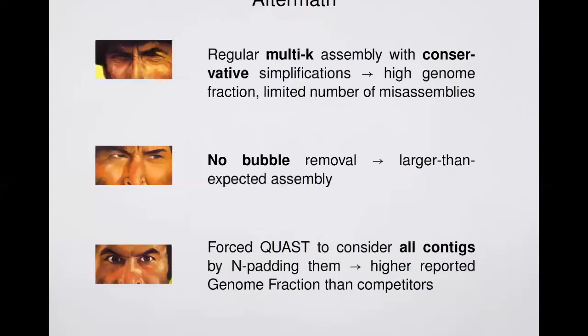And finally, the ugly is that we forced QUAST, which is the evaluation method, to consider all contigs, not just the ones larger than 500 base pairs by default. And we did this by just adding Ns to make them larger than 500 base pairs. So as a result, we get a higher reported genome fraction than competitors which did not or might not have done this step. And I would argue that performing this step is actually forced, before considering contigs. The point here is that even short contigs can be very informative for the microbiome analysis, especially for strains.